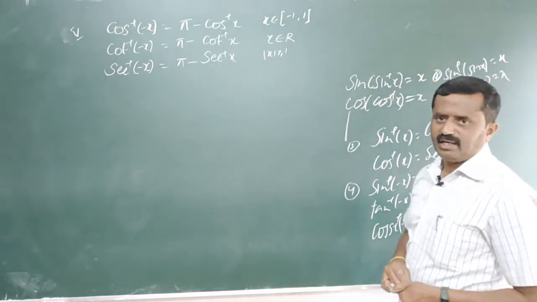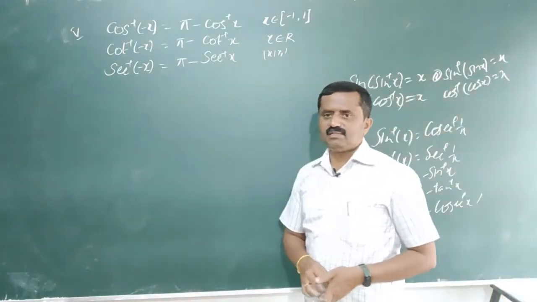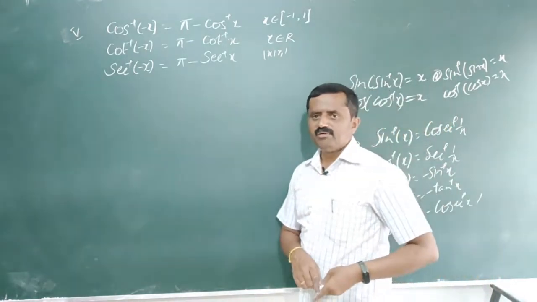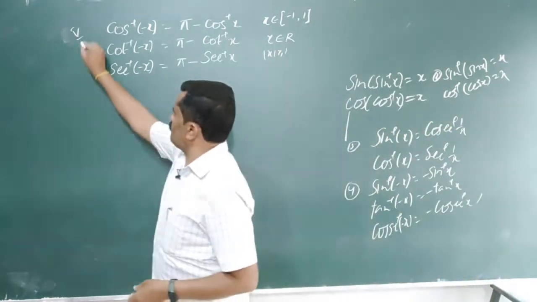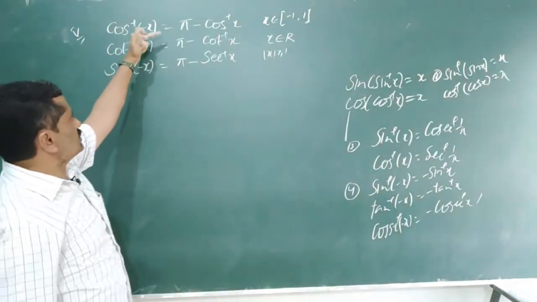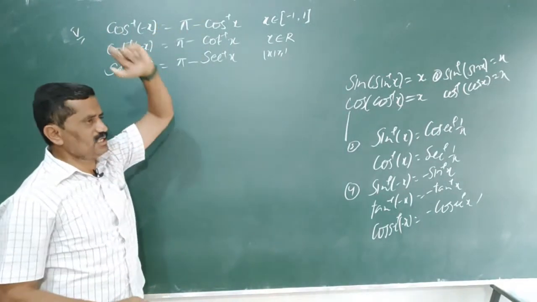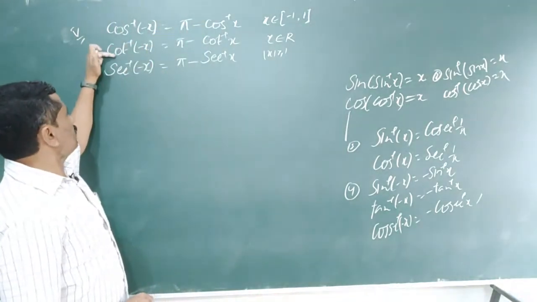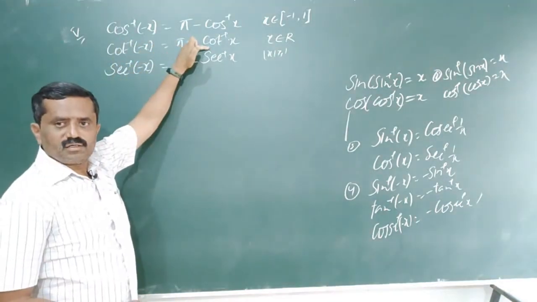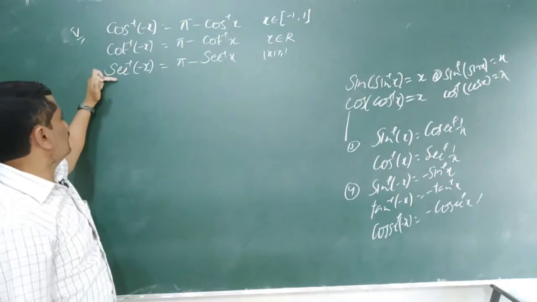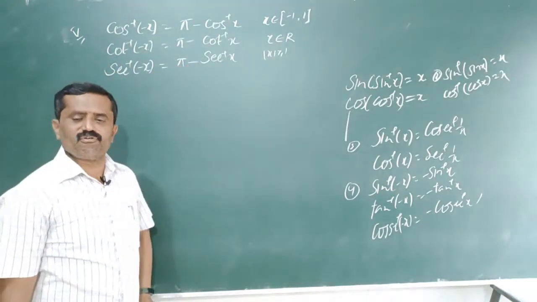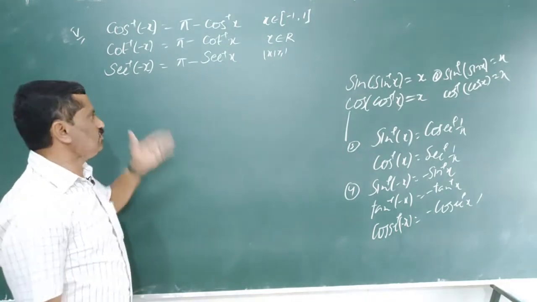Today in this class we will see the remaining properties of inverse trigonometric functions. So in that we have a fourth one, that is cos inverse of minus x is equal to pi minus cos inverse of x. Cot inverse of minus x is equal to pi minus cot inverse of x. Then secant inverse of minus x is equal to pi minus secant inverse of x. So we'll prove one by one.